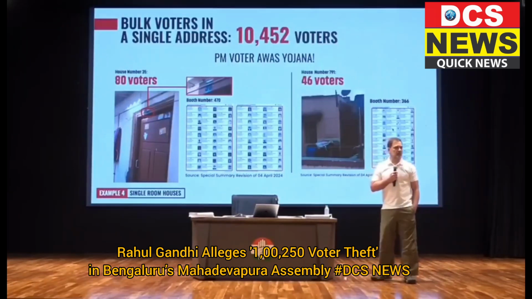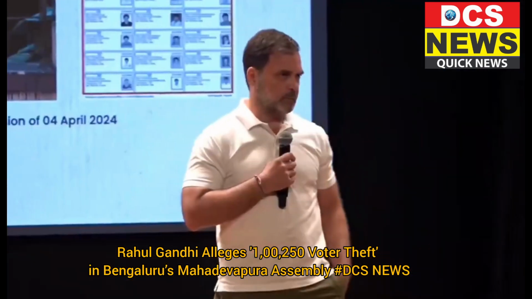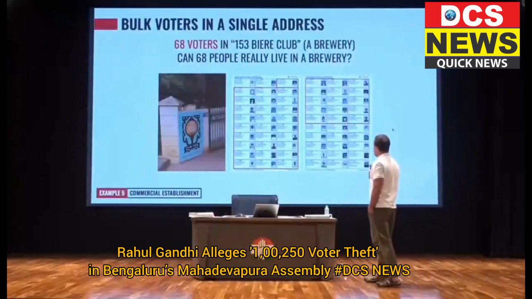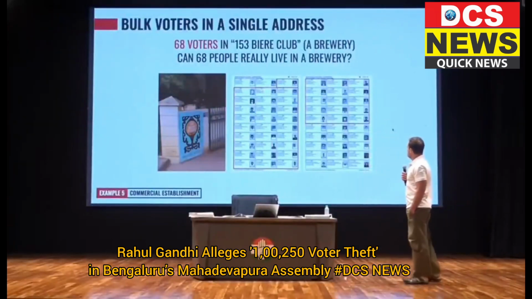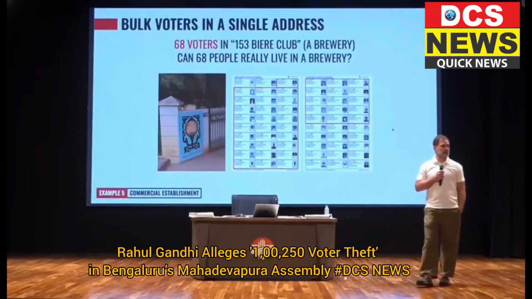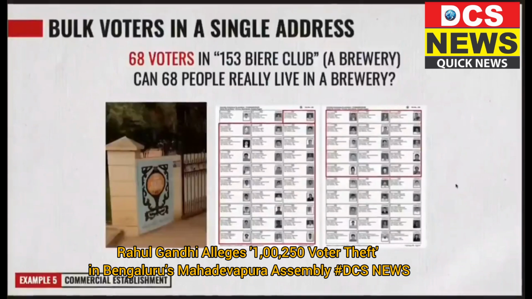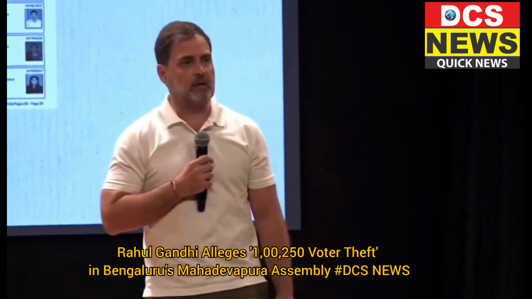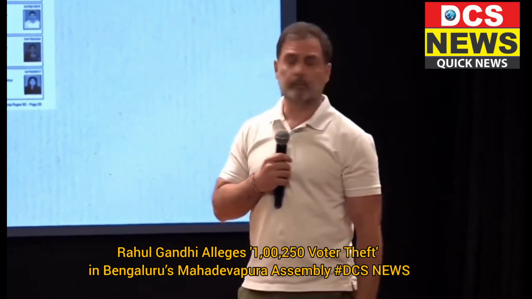No sign of their existence. When we go there, we're threatened. Our people go there, they're threatened. Take video, they're threatened. Okay, next. Here is 68 voters in a brewery, commercial establishment. Nobody lives there. Right? And when we go and ask them, where are these people? Who are these people? Nothing. We don't know. Never heard of them. Zoom in.